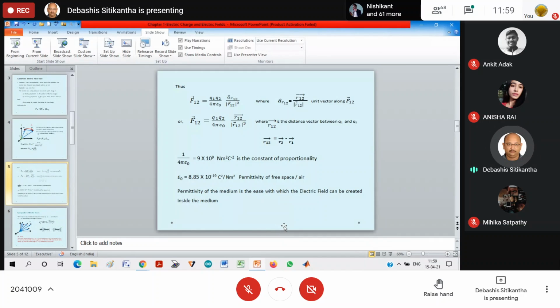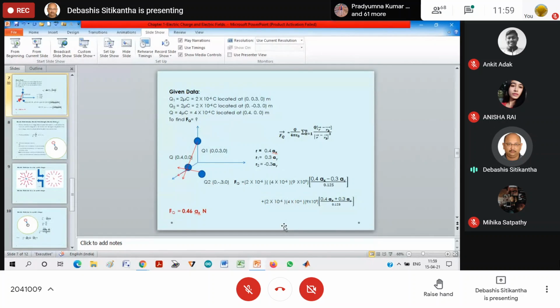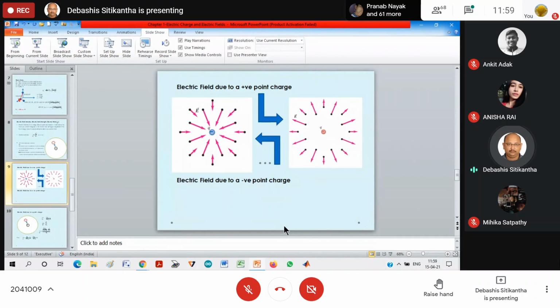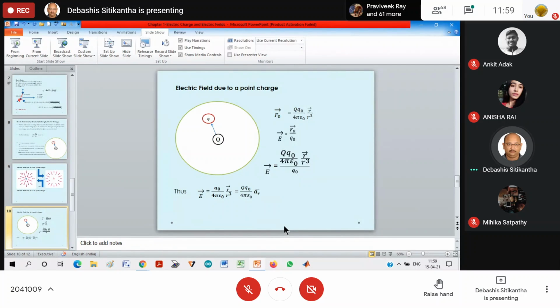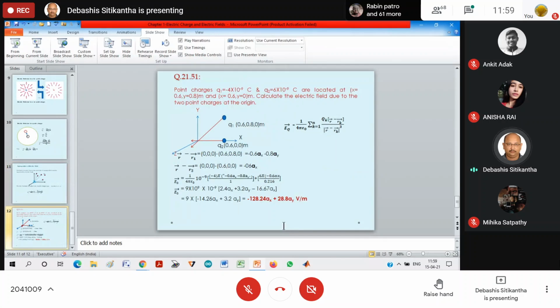Since the time is already over, we'll stop our class over here. Tomorrow we'll study about the superposition of electric forces. Then we will solve a problem. Finally, we'll study about the electric field strength, and the direction of the electric field due to a point charge, and superposition of electric field. Then we'll solve problems. So with this, I am going to end this class.